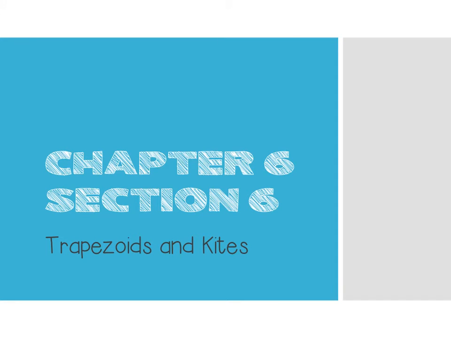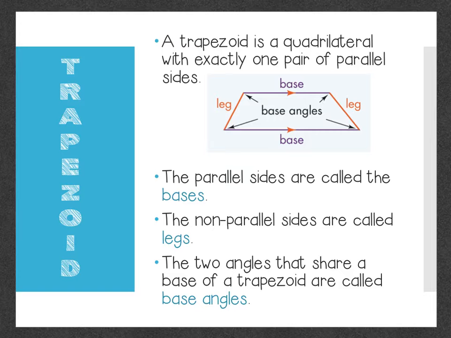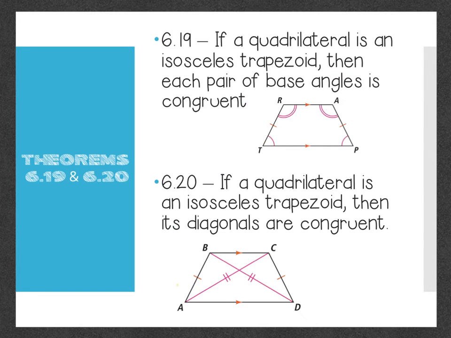Okay, chapter 6, section 6. So yesterday we talked about trapezoids, the parts of the trapezoid, and the two theorems: if it's isosceles, then the base angles are congruent, and also that the diagonals are congruent.